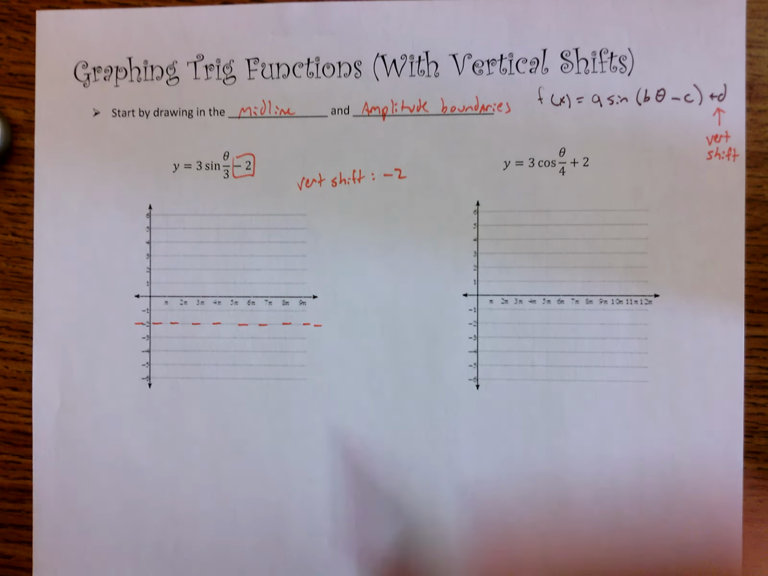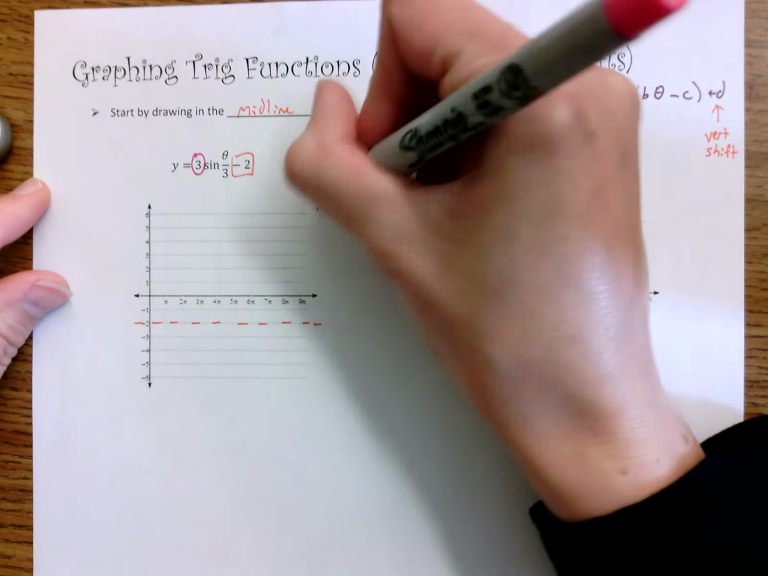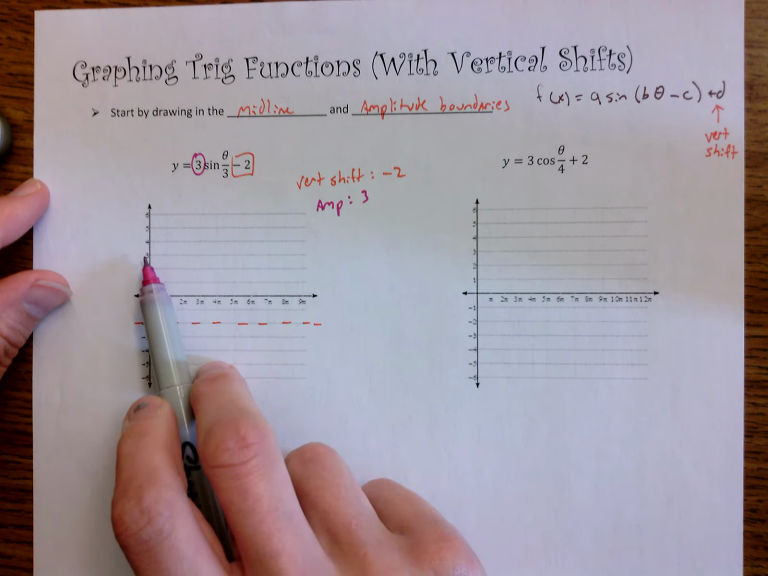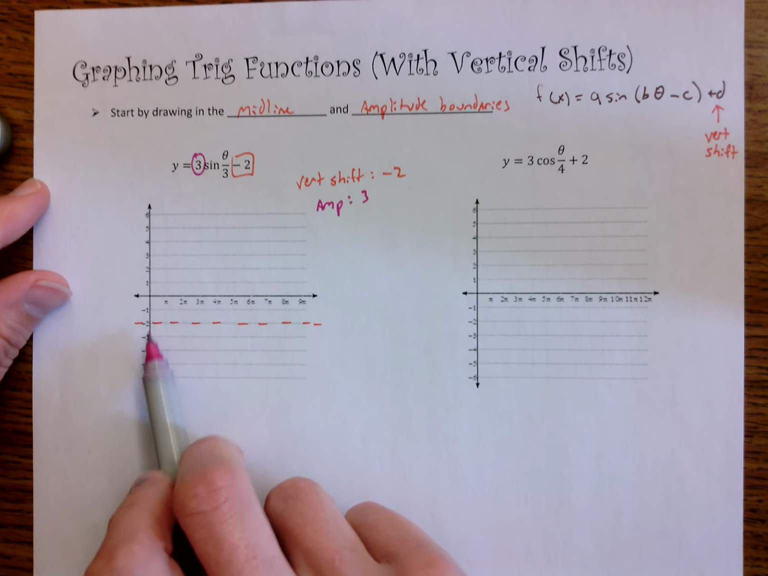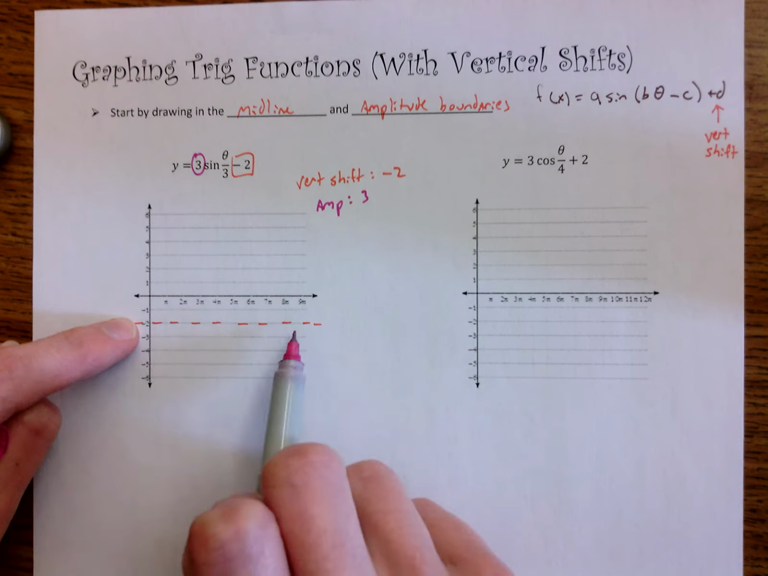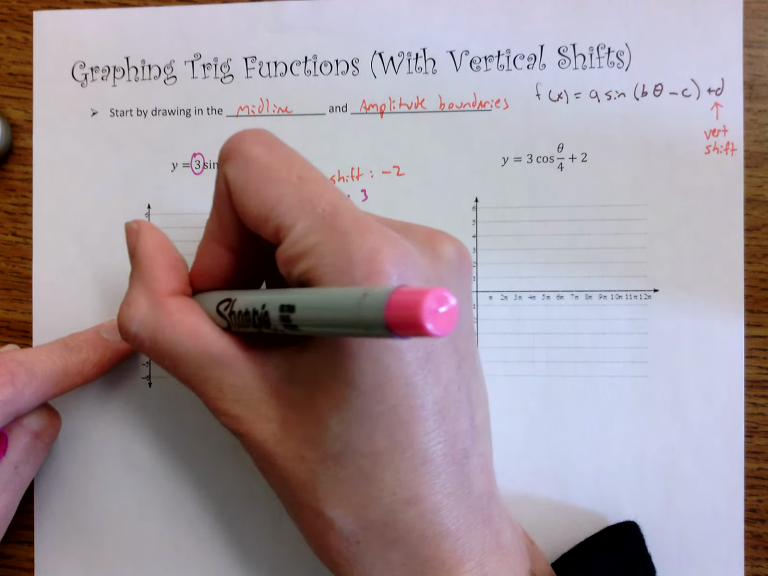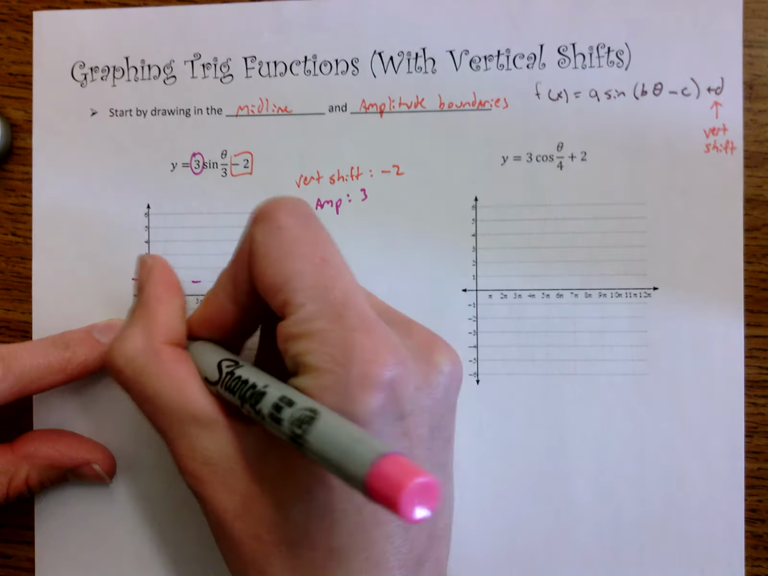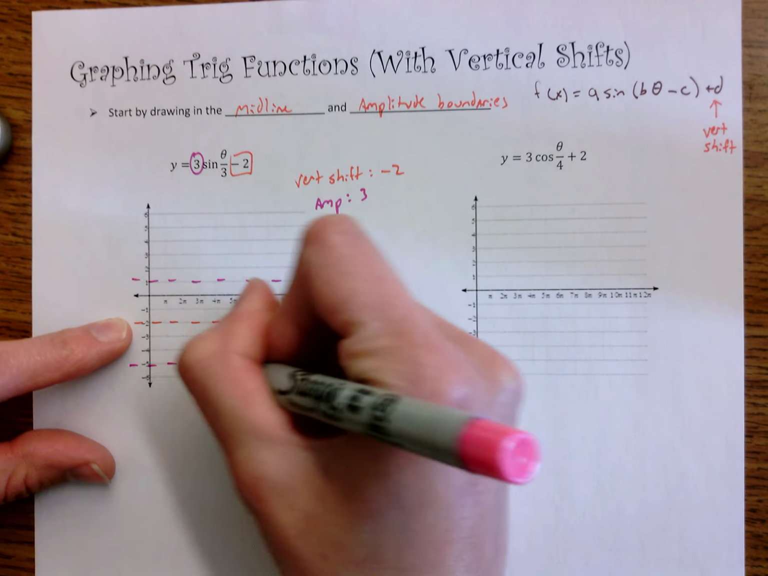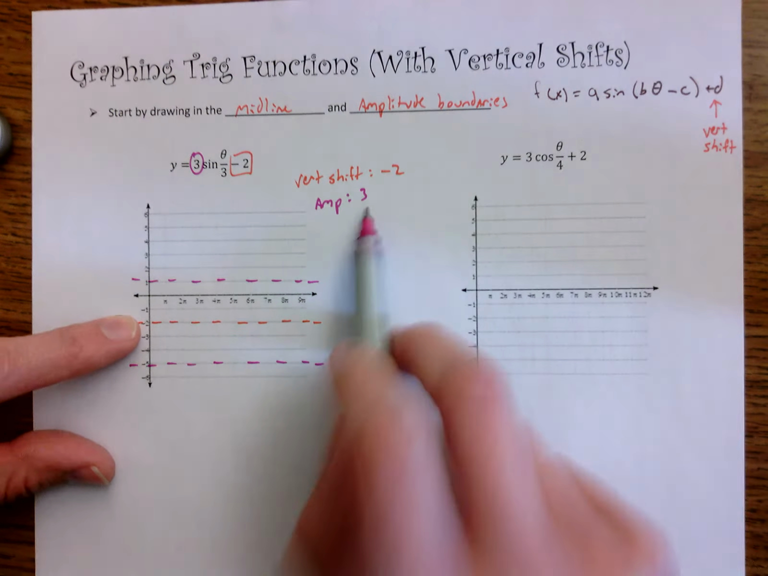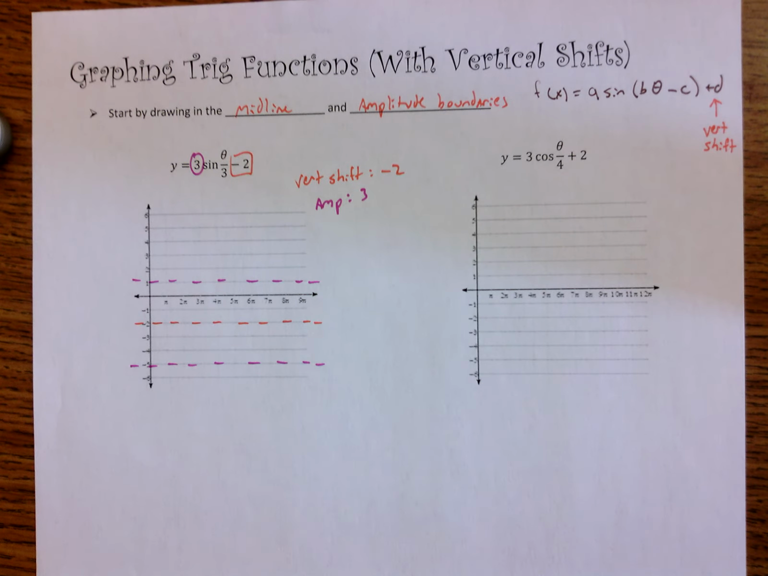Then when we look at the amplitude, this guy right here is my amplitude, so my amplitude is 3. I'm not going to be at 3 and -3, because then my midline wouldn't be in the middle. So you want to go 3 above and 3 below this line. I'm at -2, so I'm going to go up 3, that would be here, and then down 3 would be here. You can also think of doing -2 plus 3 and then -2 minus 3. Now we've got our new midline and our new amplitude boundaries.